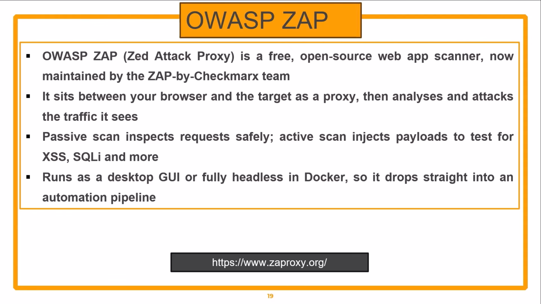Finally, we have a titan in web scanning, OWASP ZAP, or the Zed Attack Proxy, now maintained by the Checkmarx team. ZAP sits directly between your browser and the target as a proxy, analyzing and attacking the traffic it sees. It features a passive scan that inspects requests safely, and an active scan that injects payloads to test for heavy hitters like XSS and SQL injection. While ZAP has a fantastic desktop GUI, it can also run fully headless in Docker, dropping straight into your automation pipeline.